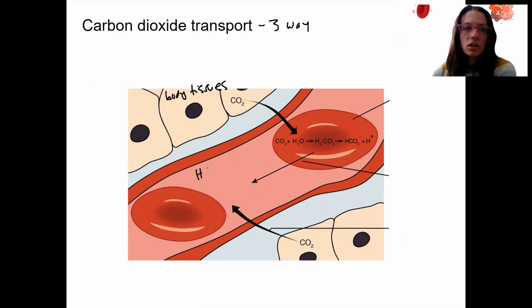That's HCO3, dissolved in the plasma. We'll see how it gets to that form next. That's called bicarbonate, and that's about 70%.